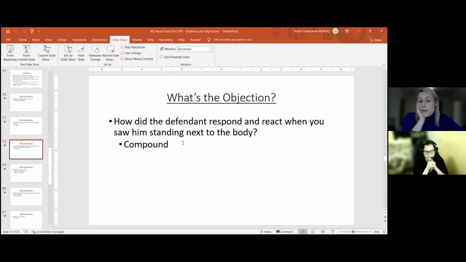So this is a good example of a compound question. How did the defendant respond and react when you saw him standing next to the body? After that question is asked, the attorney would stand up and say, objection, compound question. And then typically, you can just say, I'll rephrase, but a better way to then rephrase it would be, what did the defendant do? Did he respond? Something like that. Short and sweet.